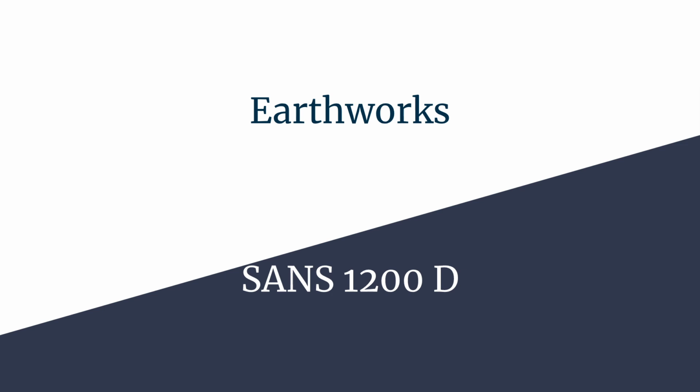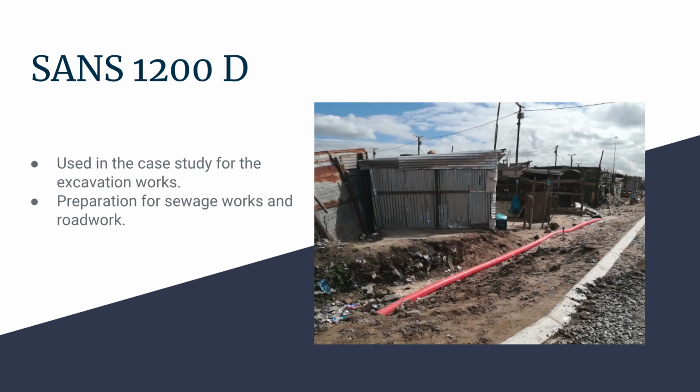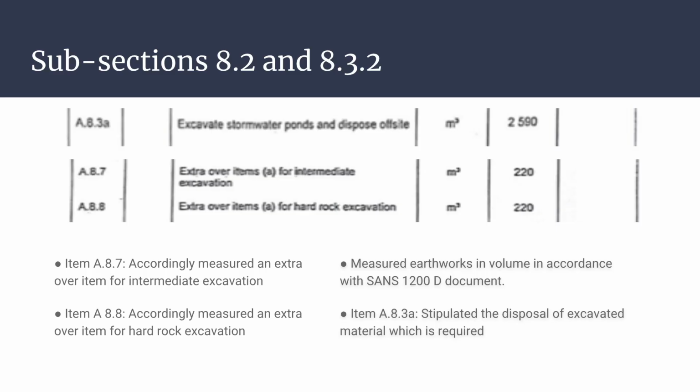SANS 1200D was used in this case study for earthworks. The excavations in the given case study were in preparation for sewage works and road work. The BOQ used by Shah Civils has been provided for and will be referred to in assessing the differences between what was measured and the requirement of the SANS 1200D document. The case study measures earthworks in volume, which is in accordance with the SANS 1200D document.